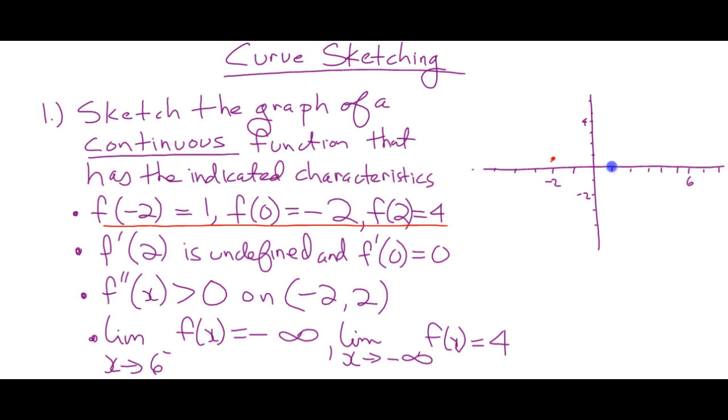So we got a point there. f of 0 is negative 2. We got a point there. f of 2 is equal to 4. We got a point there. Okay, now what?